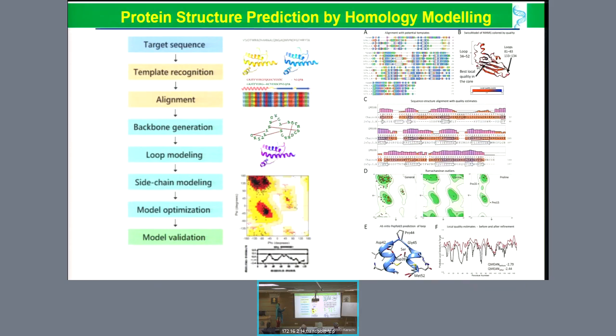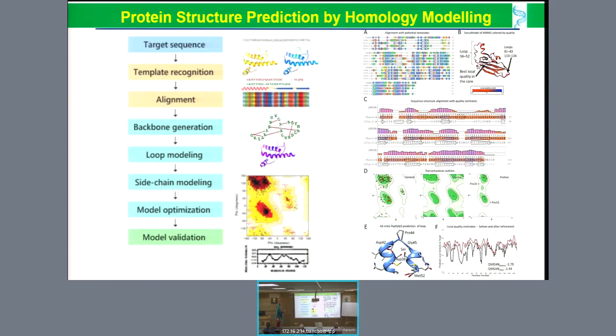Then what the server does is, we just copy the sequence there and hit run, and then we wait for results to be displayed. But in the background, the server is busy doing all this. From your sequence, it tries to recognize a template sequence in already existing databases. From there, it does sequence alignment with those databases to find out whether it is finding the right template or not.